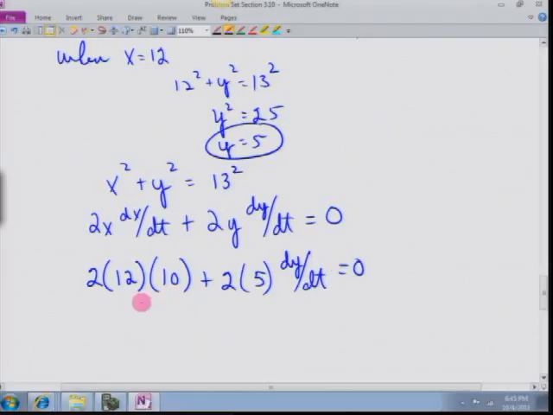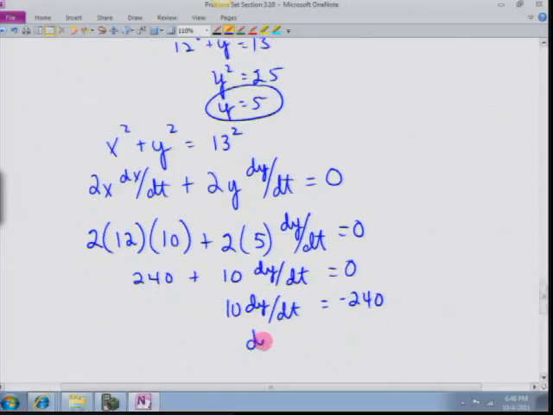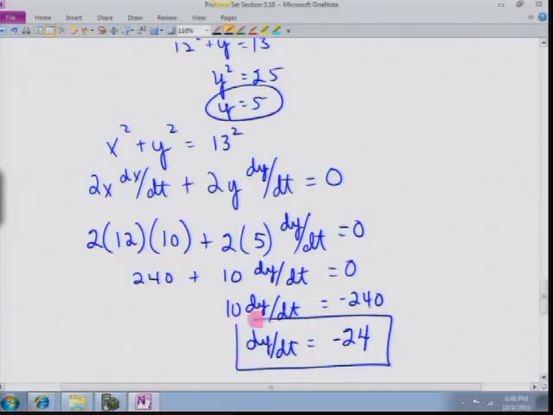So 240 plus 10 dy/dt equals 0. 10 dy/dt equals negative 240. So dy/dt is what? All right, does that make sense that it would be negative? Yeah. The top of that ladder is sliding down. So that's your dy/dt, negative 24.